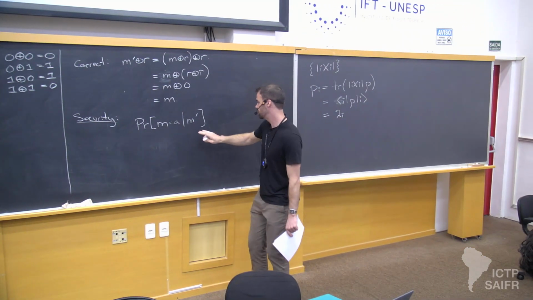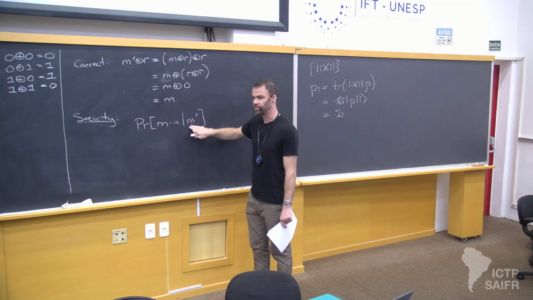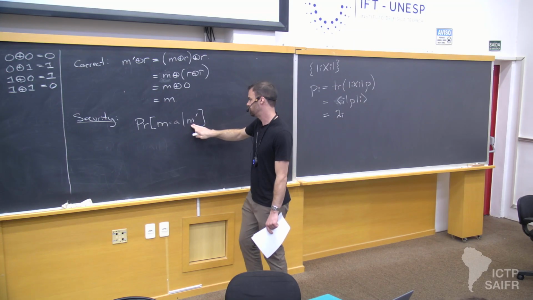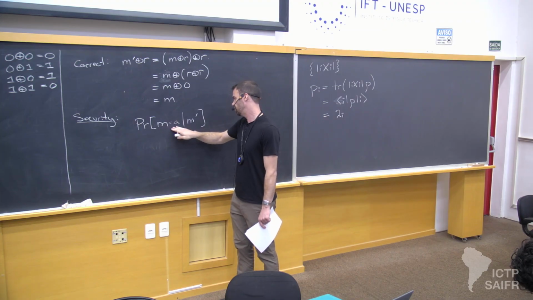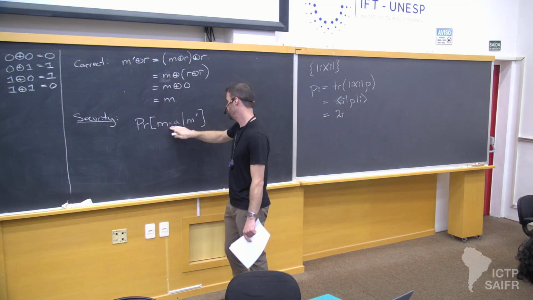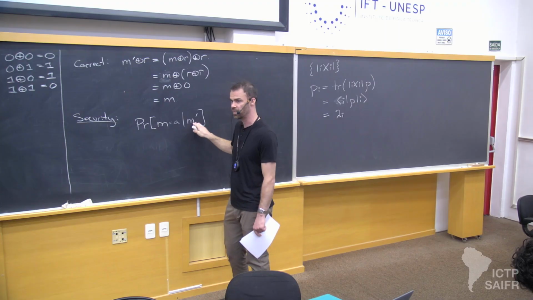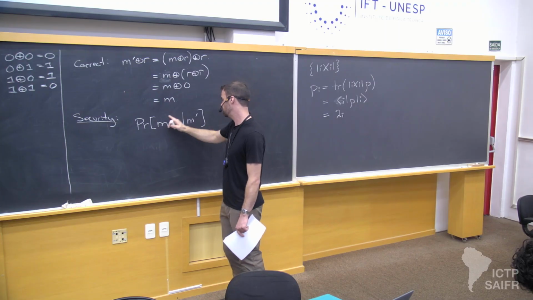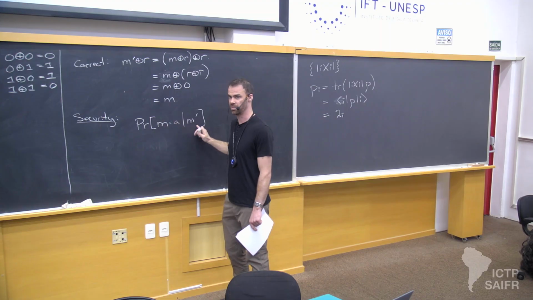So why do I want to compute this? Eve knows M prime. That's what she can get from the channel. And what she's trying to learn is M. So we want to say, what is the probability that M is whatever value given that you know M prime, right? Is this biased in some way, or does this just look totally random from Eve's perspective, from the perspective of someone who knows M prime?